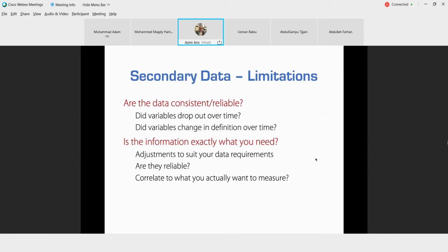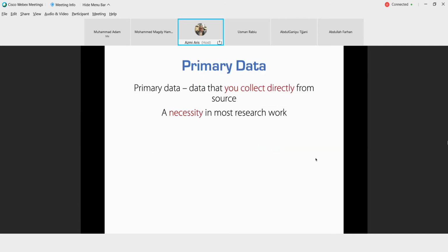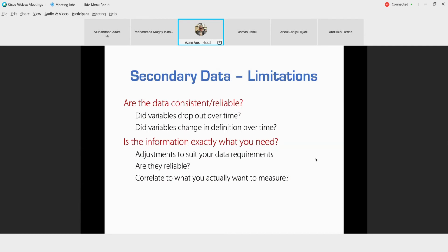Okay, are they reliable, and do they correlate to what you actually want to measure? Can you, from the data, do any correlation to get the parameter that you are looking for? So those are things that you need to analyze. Okay, any questions on secondary data?